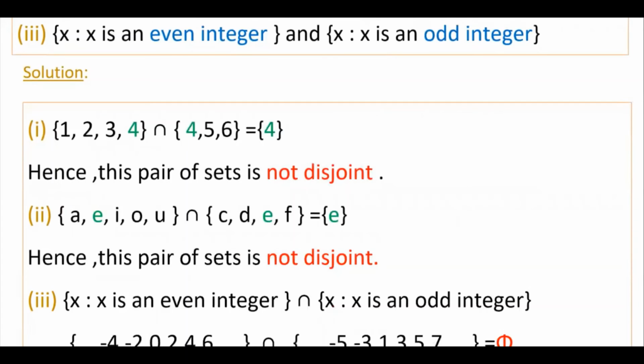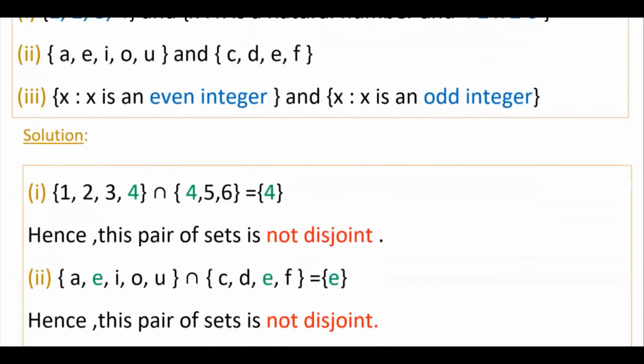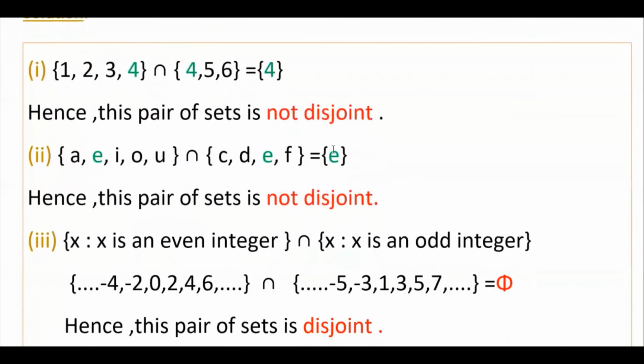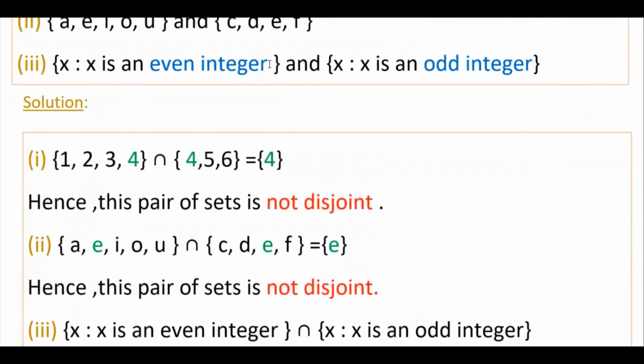And the second one: here the first set is {A, E, I, O, U} and the second set is {C, D, E, F}. Yes, here E is common. So here also one common element is there. So this pair of sets is not disjoint. And third one: X is an even integer, and X is an odd integer.